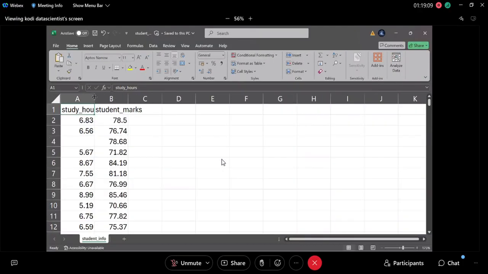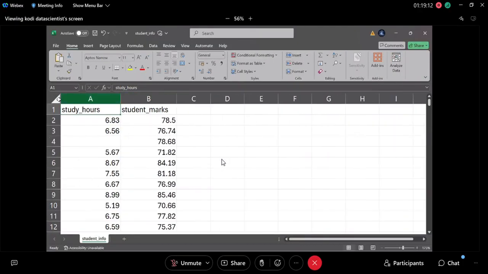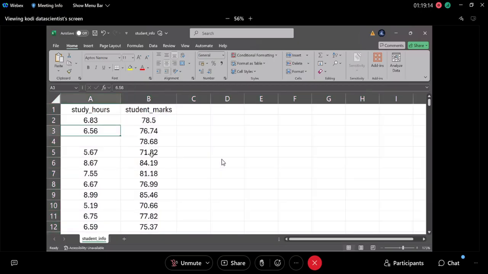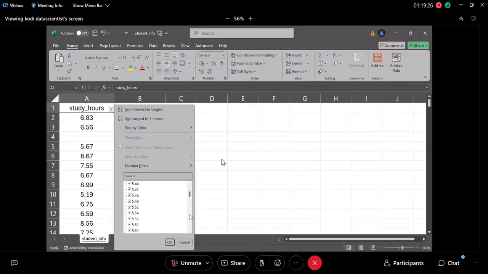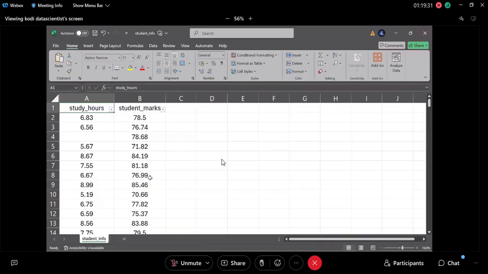Do you see this is study hour? This is student marks. Pretty clear? Study hours and student marks. So this is empty, this is empty. We have a few missing values. So in historical data, what was the maximum hours students studied, guys? 8 hours, correct? This is student study hour. If the student studied for 6 hours, the student mark was 78.